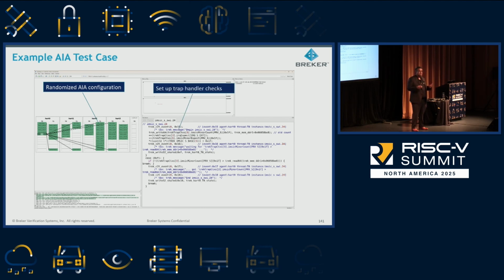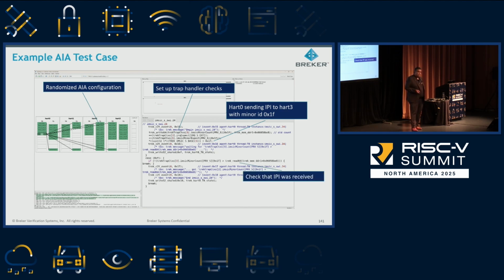Then in the test, we set up the prediction of what we think will happen. We trigger the interrupt. In this case, we are having hart 0 send an interprocessor interrupt to hart 3 with a minor ID of 1F. These message signal interrupts are nice in the sense that the interrupt source can inform the target, here's why I'm interrupting you. So that makes it a lot nicer. Then, after we trigger the interrupt, we check to see that the interrupt was actually seen. So we wait until we get notification from hart 3's trap handler that, yes, I saw that interrupt. If it's never seen, the test hangs.